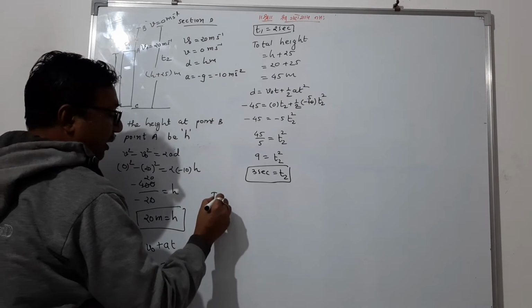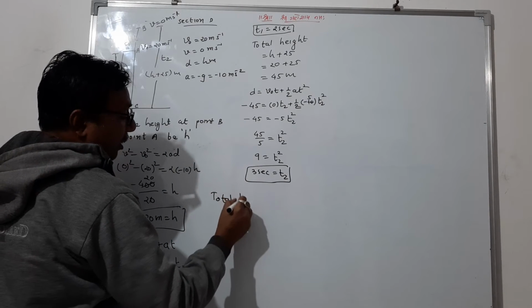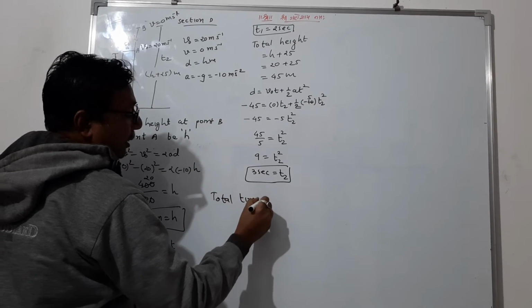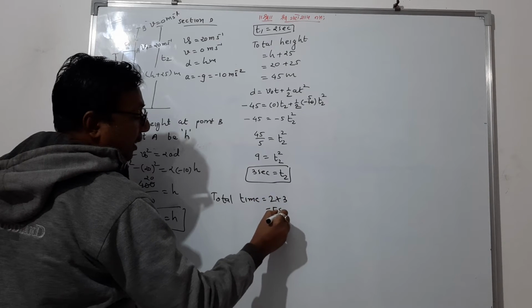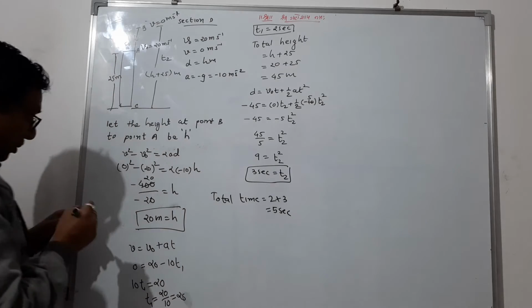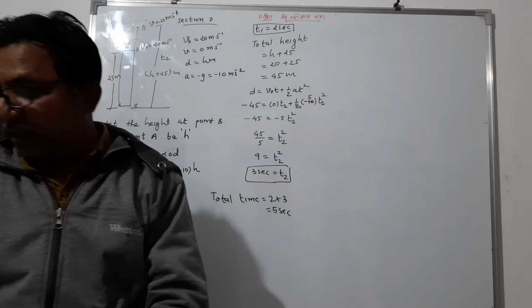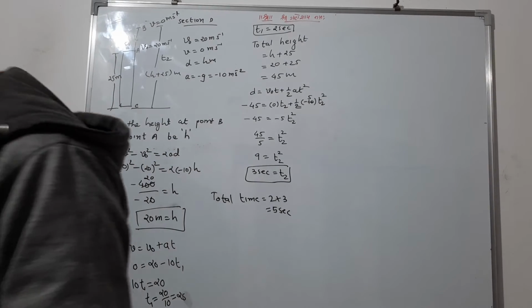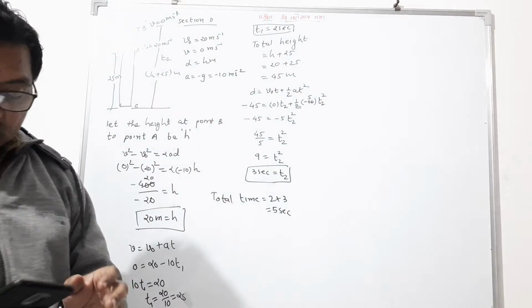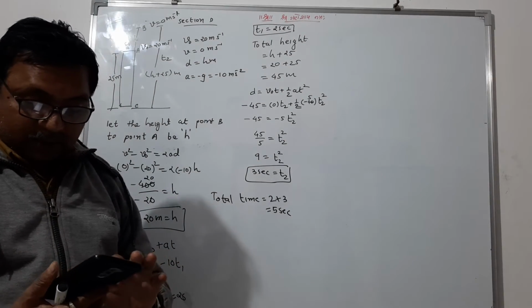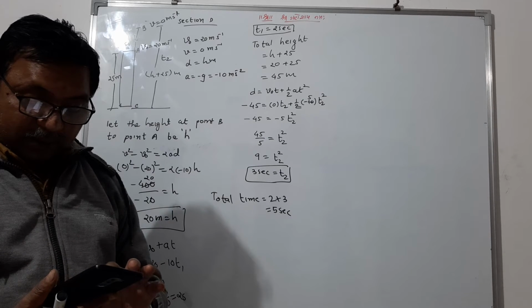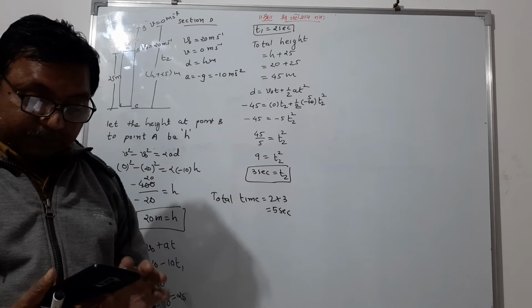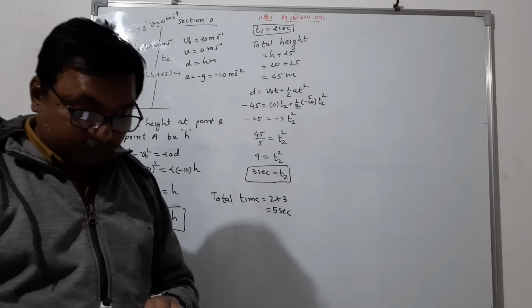So total time is equal to 2 plus 3. That means 5 seconds. So your answer is 5 seconds: when it goes up and then down, its total time is 5 seconds. Okay. So now the second question.